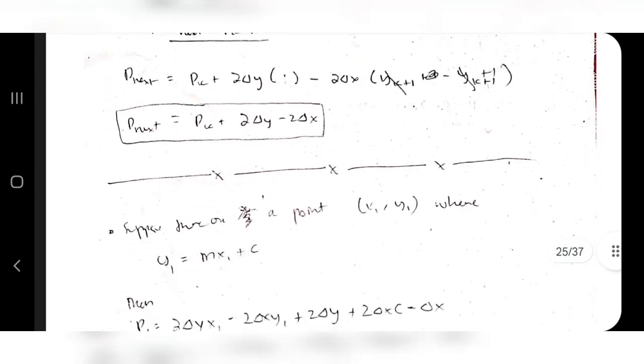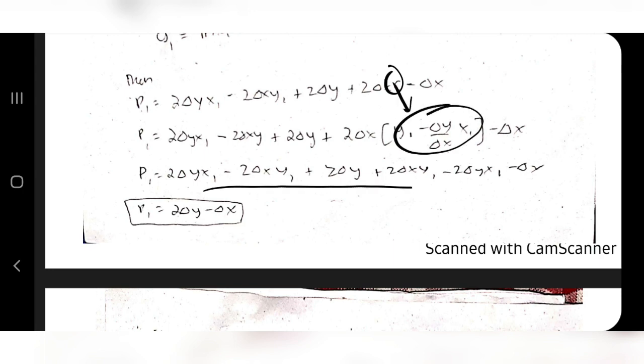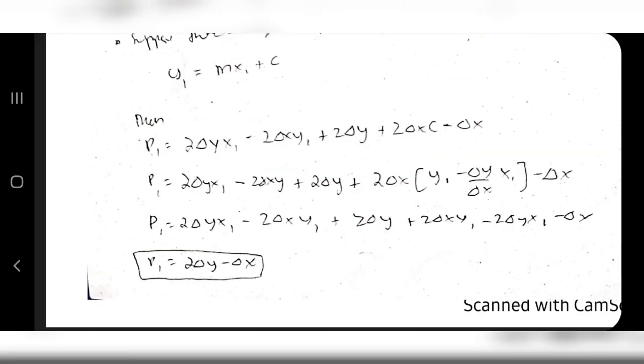Now to find the value of p0, we'll be using this equation. We have written this equation, and after that the value of c is taken as y1 minus mx1. That is substituted here, and we simplify and get the value of p1, the first value. The important formulas which you need to remember are these three.